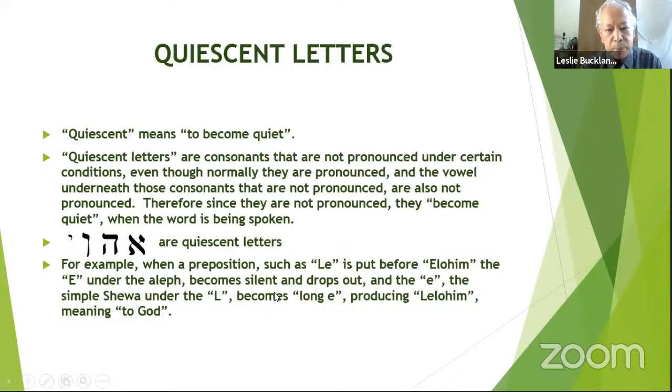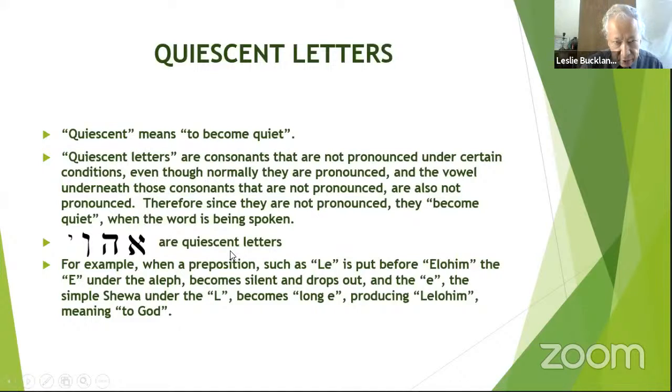So this is what happens when a letter becomes quiet. It not only affects the consonant, but it affects the vowel that is under the consonant. Both the consonant and the vowel under the consonant become quiet, and the vowel under the quiet letter not only becomes quiet, but it is actually removed. It is no longer there. And the preceding vowel is lengthened.